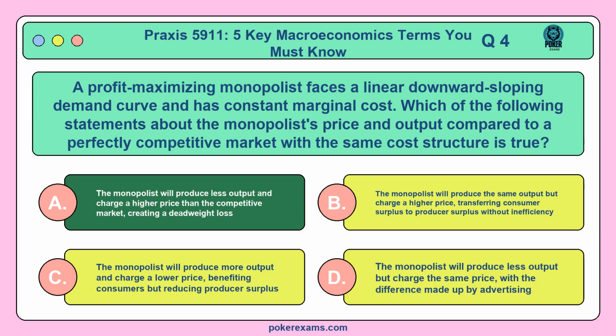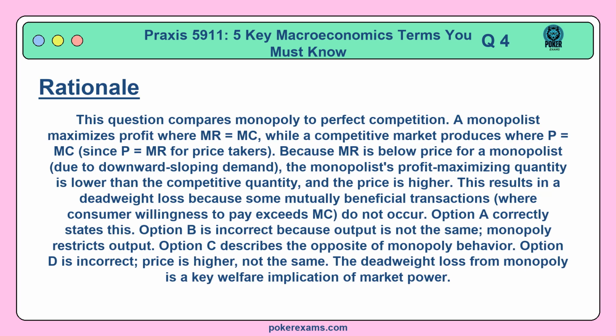The correct answer is A. This question compares monopoly to perfect competition. A monopolist maximizes profit where MR equals MC, while a competitive market produces where P equals MC, since P equals MR for price takers. Because MR is below price for a monopolist, due to downward-sloping demand, the monopolist's profit-maximizing quantity is lower than the competitive quantity, and the price is higher. This results in a deadweight loss because some mutually beneficial transactions, where consumer willingness to pay exceeds MC, do not occur. Option A correctly states this.